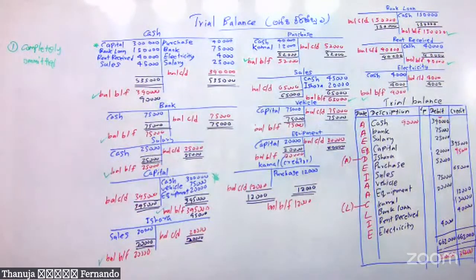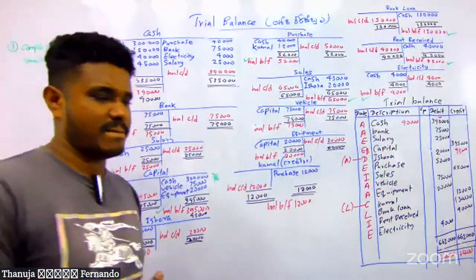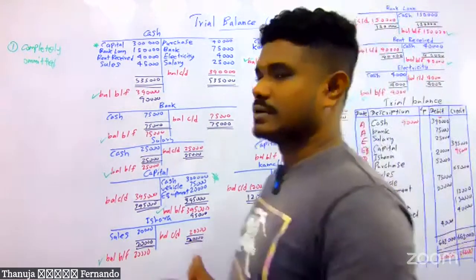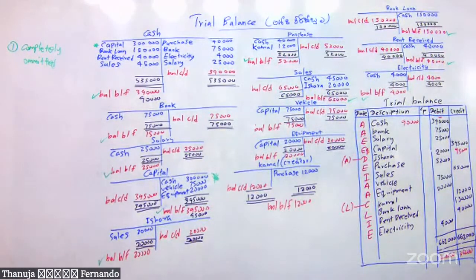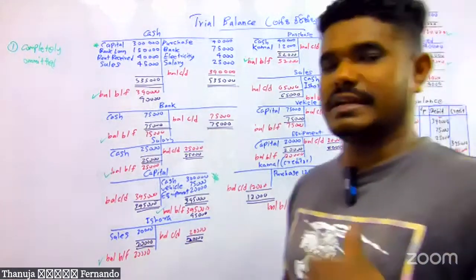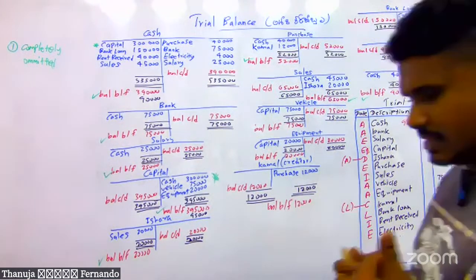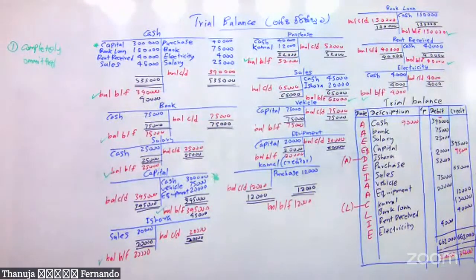Right. This is a very important lesson, right? The next one, errors that affect the agreement of trial balance. First one, errors that do not affect the agreement of trial balance, and the next one, errors that affect the agreement of trial balance.